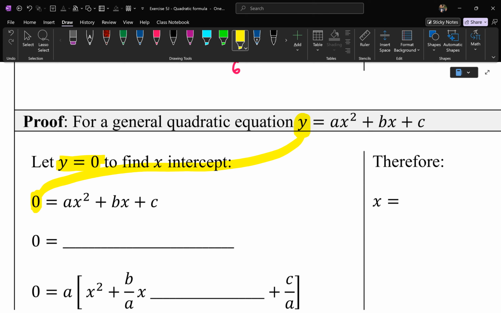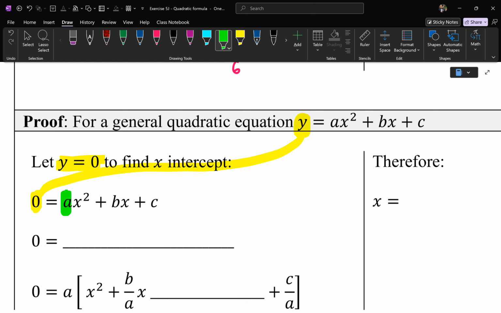Usually you would use the cross method or grouping method, but the problem is you don't know what a, b, and c are. So that leaves the second method. What's the method if you can't do cross and you can't do grouping? What's the leftover method you've got? Complete the square. But you can't complete the square if the coefficient in front of x squared is not 1. So we need it to be 1.